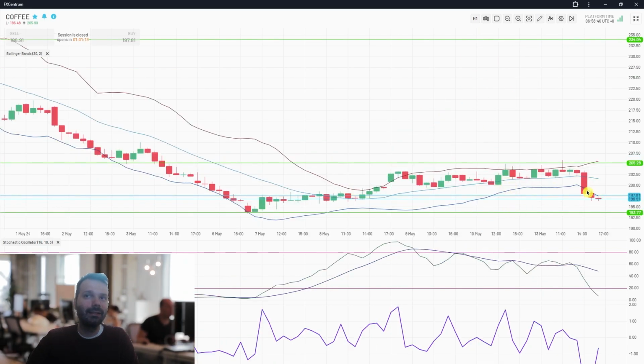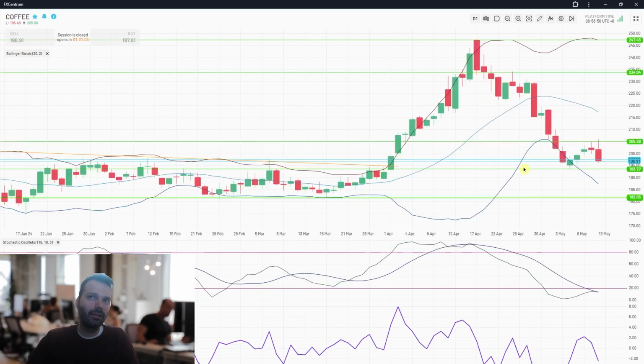As you can see here, we also had the bearish breakout. So there was a breakout with a lower Bollinger Band on the hourly time frame, which is a good intraday confirmation for the further downside movement.